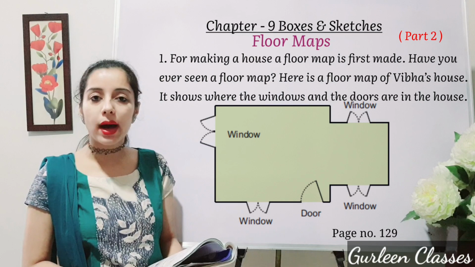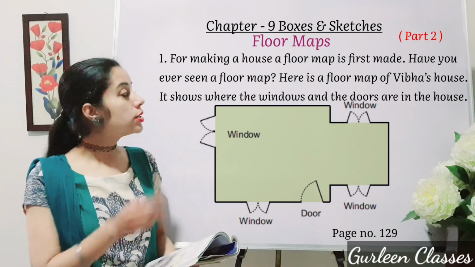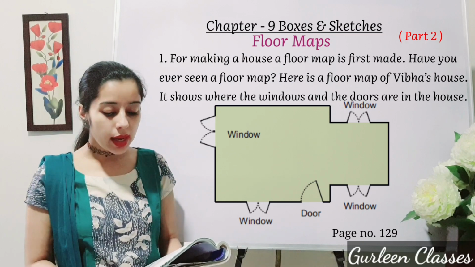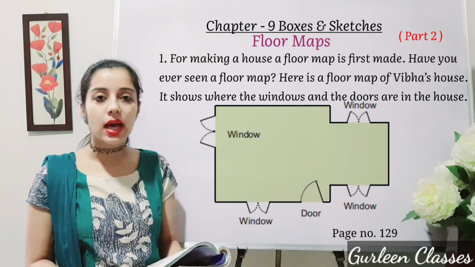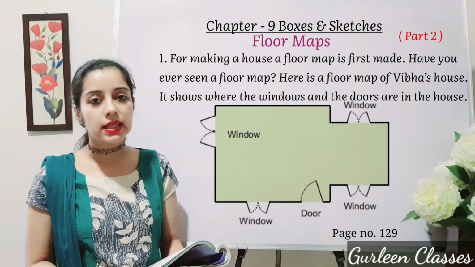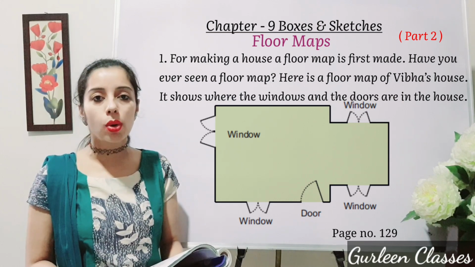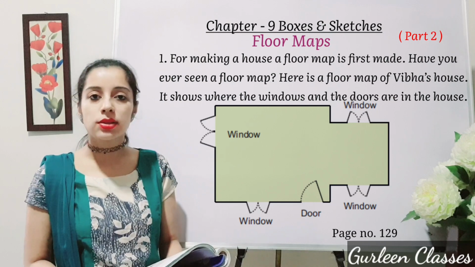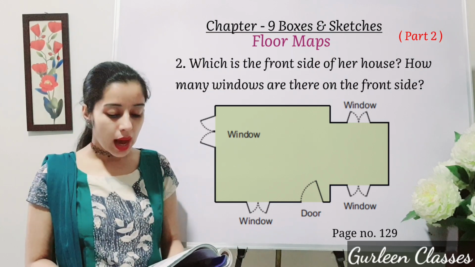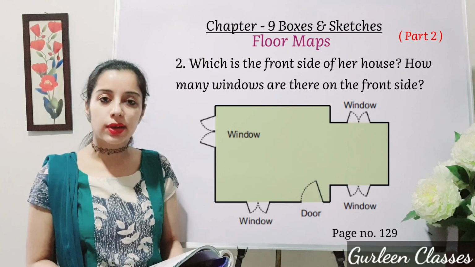Here is a floor map of Vibha's house. So here you can see this is a floor map of Vibha's house. It shows where the windows and the doors are in the house. Floor map tells us where the windows and doors are in the house. So now question, which is the front side of a house? How many windows are there on the front side?